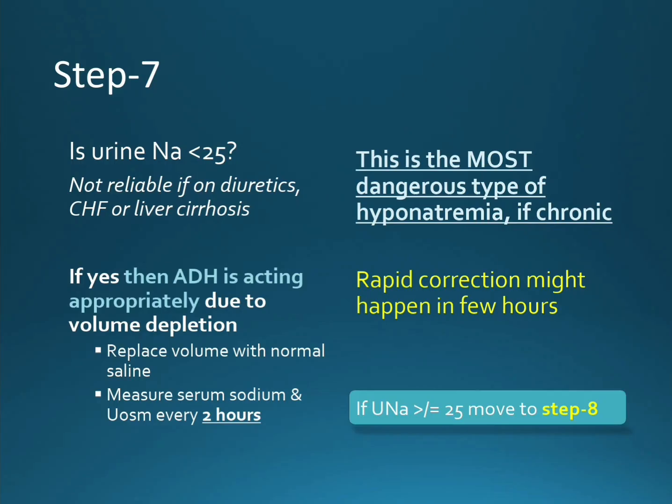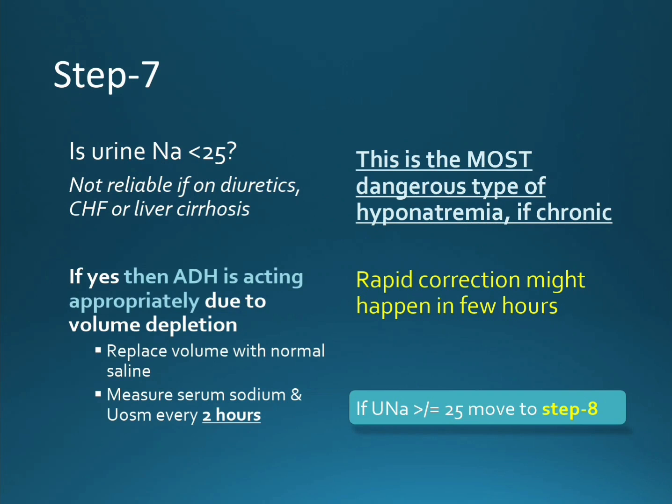Step 7 is urine sodium less than 25. Like some labs will give you a value of less than 10, some of them will give you less than 20, less than 25. So it doesn't matter really. You can use your lab reference or you can use 25 as a cutoff. Just keep in mind that urine sodium is not reliable if the patient is on diuretics, because the diuretics will increase the sodium excretion in the urine, and this will increase the urine sodium regardless of what's going on with the hyponatremia.